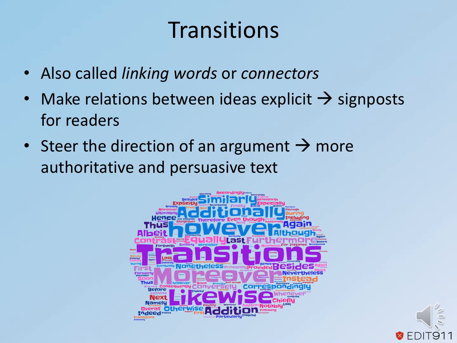Let's turn first to transitions. These are also called linking words or connectors, and you can see some examples in the balloon below. They're important because they make relations between ideas explicit and act as helpful signposts to guide readers through a line of reasoning. When writers use them effectively, they're able to steer their argument in the direction that they intend. In other words, they're telling readers how ideas should be connected and how they should be understood, which makes the text more authoritative and persuasive.